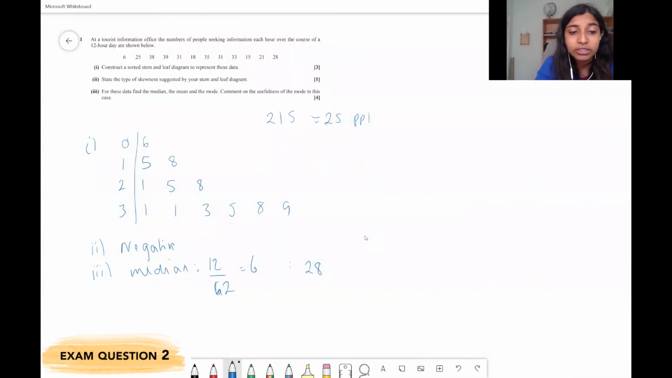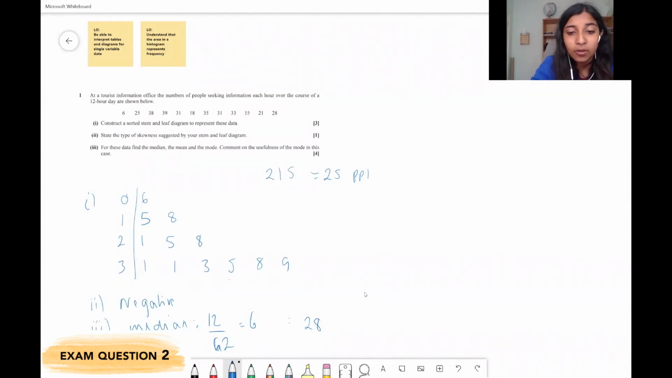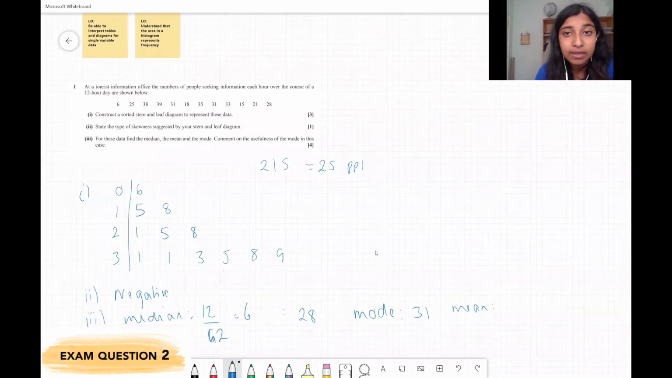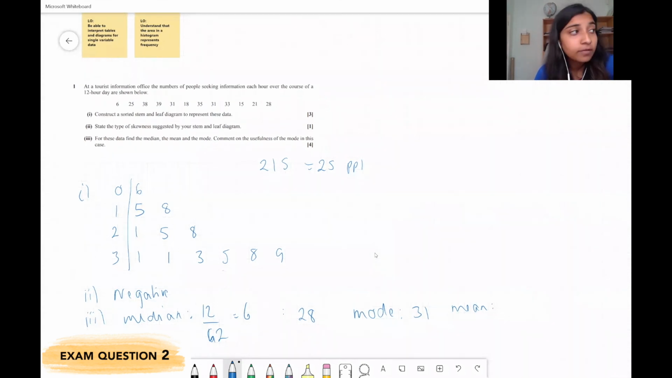To find the mode, that's just the number that occurs the most. In here we have 2 ones, so our mode will just be 31. And now our mean. For your mean, you just want to add all your values up and divide by 12. So if you add it all up, 6 plus 25 plus 38 all the way up to 28, divided by 12, you should get 26.7, and that's your answer to this question.